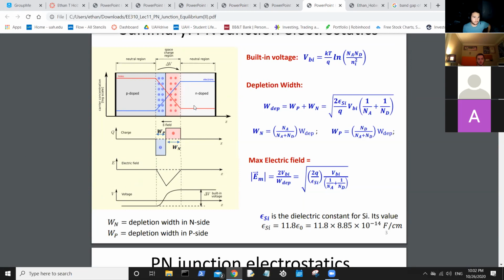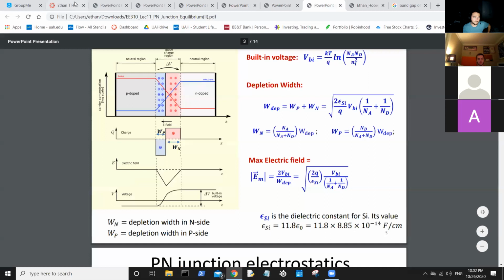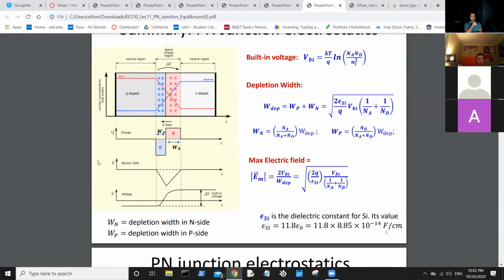Our questions are shuffled in the practice quiz, but the one where N_A equals N_D equals 10 to the 17. That's under bias, right? That's the 0.5 volts. No, this one's not under bias yet. All right, and it has an answer, right? What was the answer for that one? Do you see it? 3,125 kiloohms.